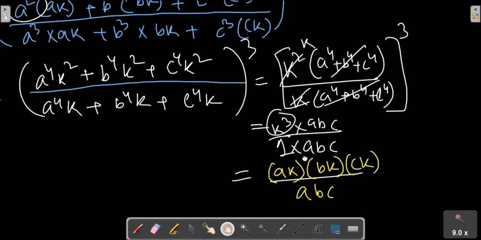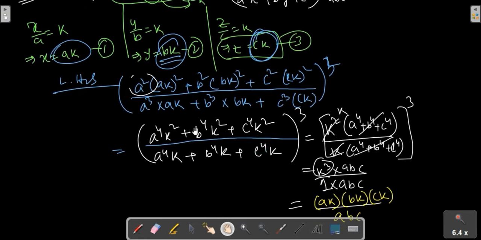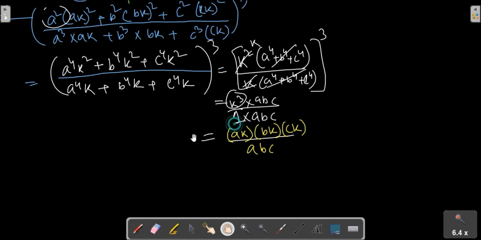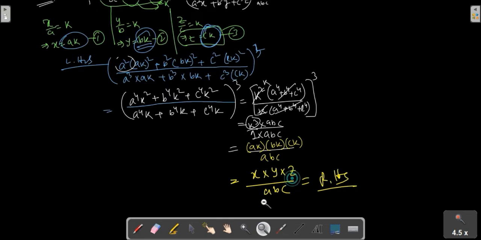So now you can see very clearly that in this equation number 1, 2 and 3, ak means x, bk means y, and ck means z. So I'll just put them, ak means x, bk means y, ck means z. So see, we have got the proof, it's equal to RHS. So yeah, we have got the proof.